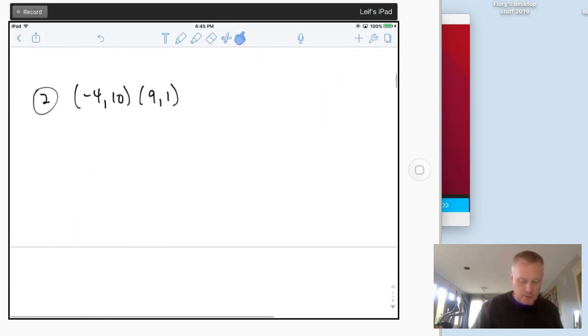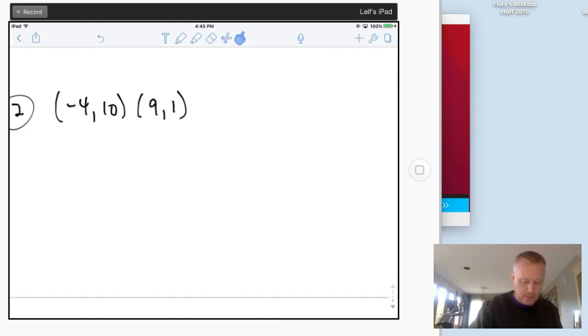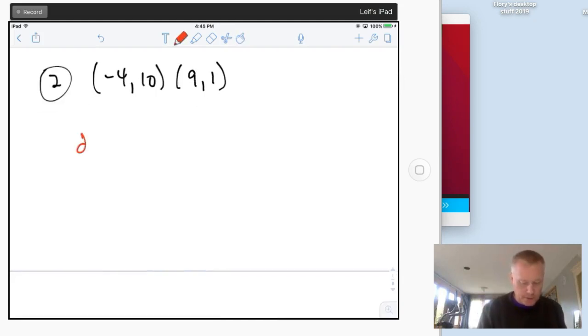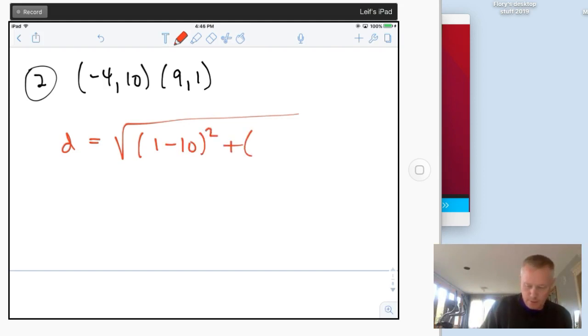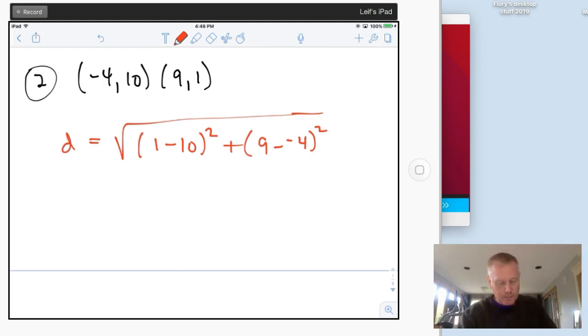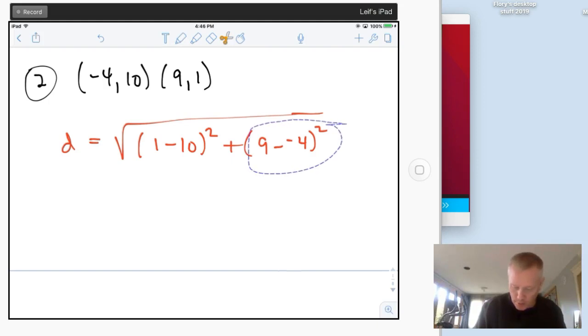Okay, next one, same directions. Find the distance and the midpoint. So D will be 1 minus 10 squared plus 9 minus -4 squared. I think I did the y's first, but it's actually the same thing if you switch them anyway, because yeah, it has the x's. So if you prefer, you can move it, but you're going to end up doing the same things.